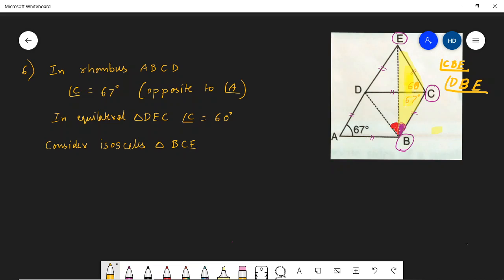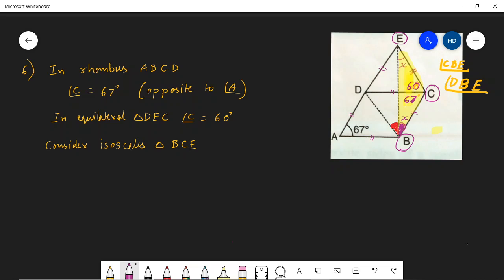Because this BCE is an isosceles triangle, I know this angle C is 60 plus 67, and these two sides are equal. Therefore, this angle and this angle will be equal. Let me call this x.